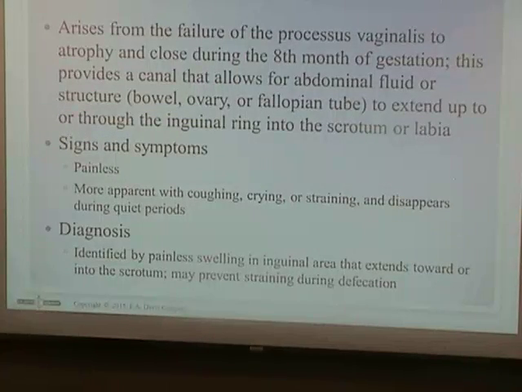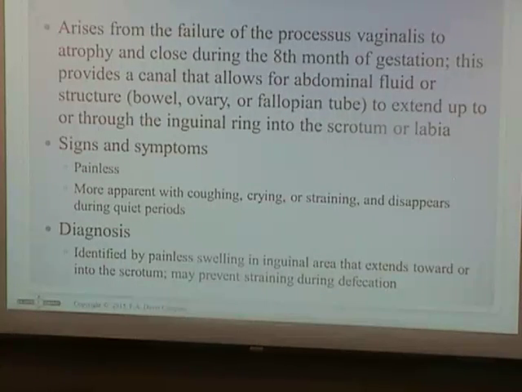So, let's talk about our structural defects like an inguinal hernia. Extremely common, especially in males. Inguinal hernias arise from a failure of the abdominal cavity to close in the pelvis, or the pelvic cavity to close. And so we end up with a loop of bowel that extends oftentimes into the scrotum.